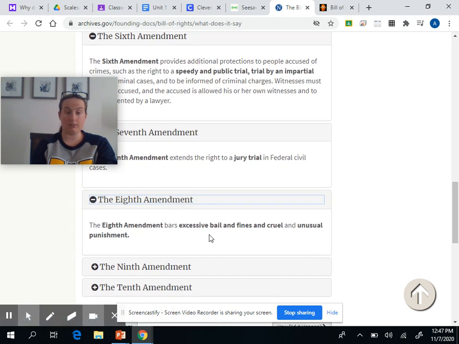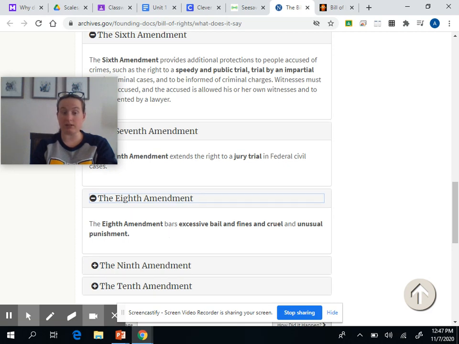Okay, so the 8th Amendment means that they can't set your bail really high or give you cruel and unusual punishment. So, like, when you get arrested, they can't beat you up, they can't torture you. They don't have the right to do that to you.